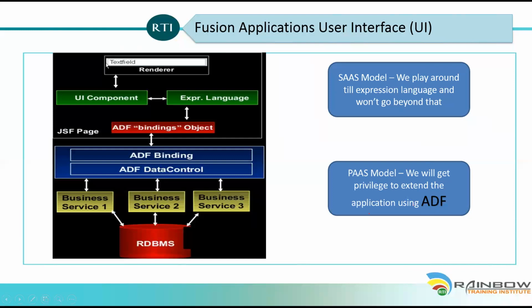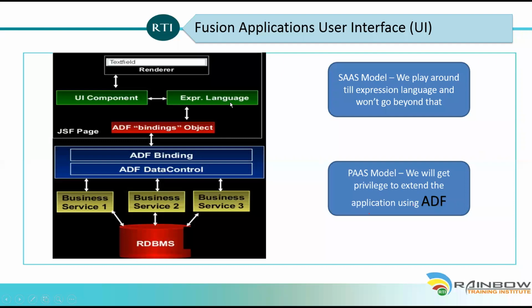So those kinds of if-else conditions can be handled using expression language. Okay, or if you want to make it disabled, or make it read only for everyone, then you can do that at the property level of the field. Or if you want to do a conditional property change, you can do it using expression language. Okay, so these two things are available for the SaaS model, software as a service model. They can do only these two things. If they want to go beyond that, then the SaaS model won't allow it. So in the SaaS model, we can play around till expression language.